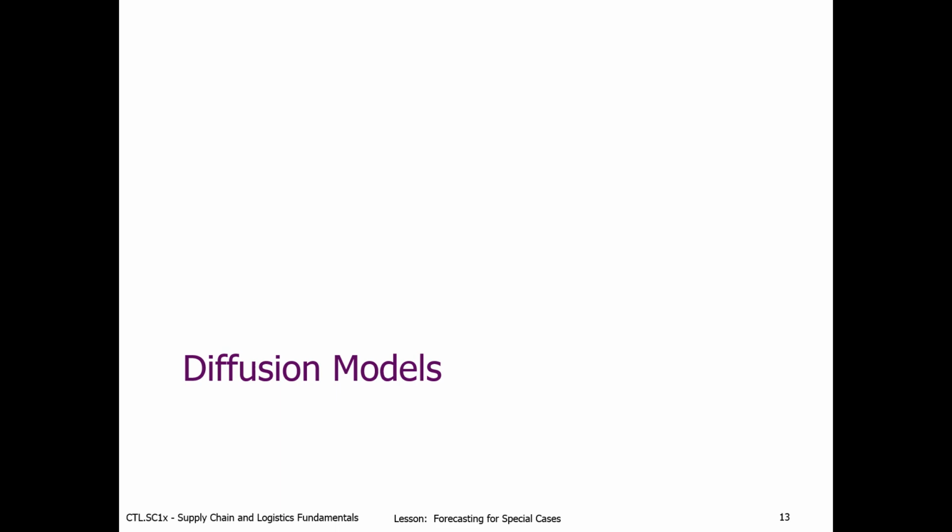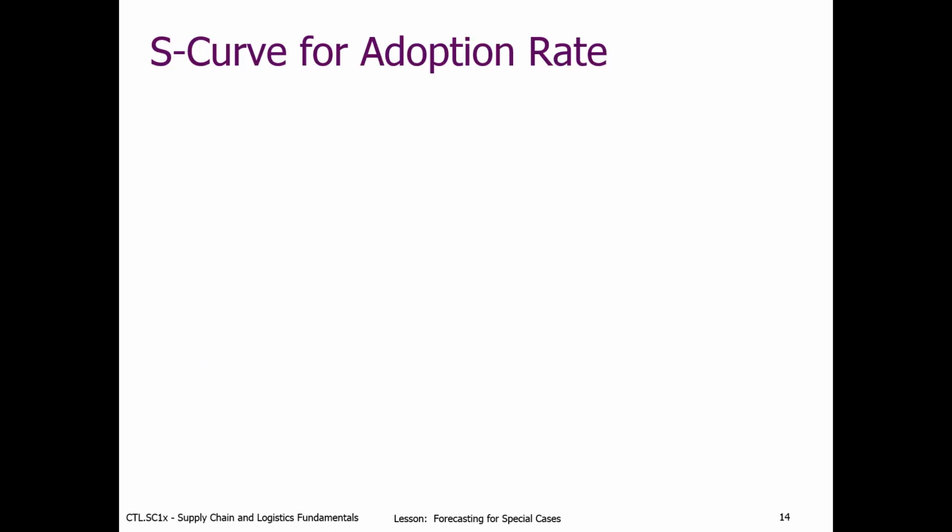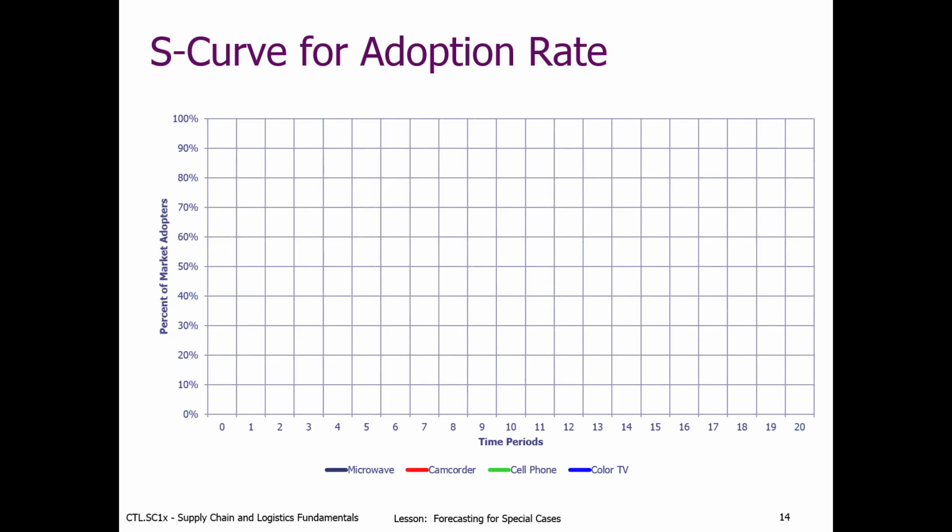In this video, I'm going to talk about diffusion models. And a diffusion model is based on the observation that when new technologies or products are introduced to a market, they tend to follow an S-curve. What do I mean by an S-curve?